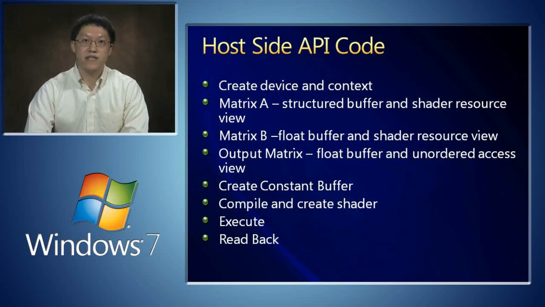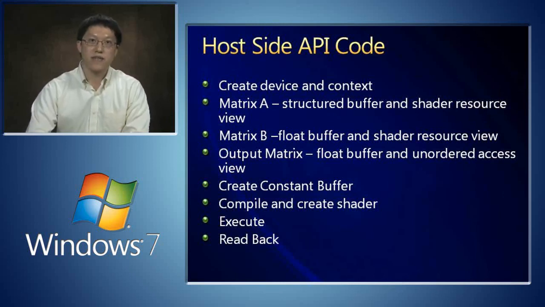So now that we've seen the shader that's going to be run on the GPU, I want to go over the host side API code that you need to write. First, you need to create the device and context for the GPU. Matrix A will be defined as a structured buffer and a shader resource view. Next, matrix B is a float buffer. The output matrix is a float buffer as well, but since we're going to be writing to it, we're going to be using an unordered access view. Then I create constant buffers, compile and create the shader, and finally execute and read the data back for further analysis.